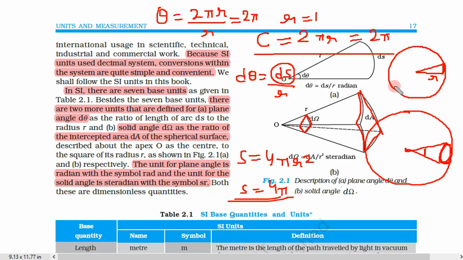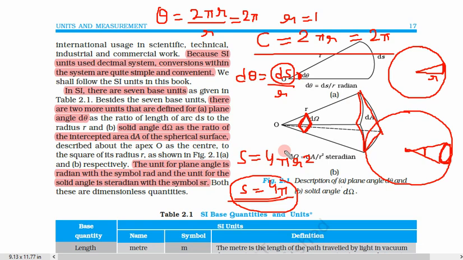What is the difference between normal angle and solid angle? This is a plane angle. This is a 2D structure, only in 2D. But the solid angle is in 3D. So this is a solid angle. The maximum solid angle can be 4 pi.